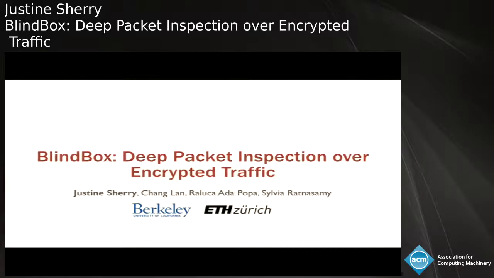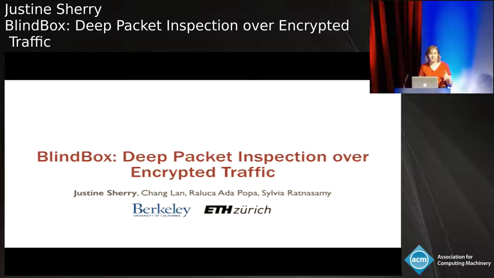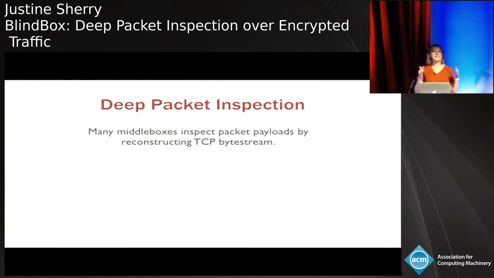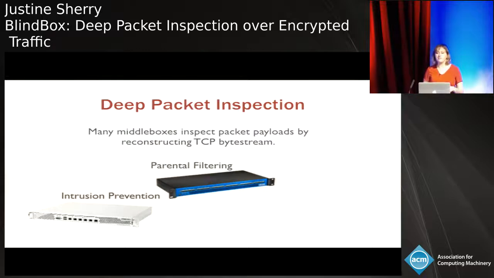Excellent. So today I'm going to tell you about BlindBox, which addresses a very similar problem to MCTLS with a couple of changes. BlindBox enables deep packet inspection directly over encrypted traffic. And what we focus on directly are middleboxes that inspect packet payloads by reconstructing the TCP byte streams. So they perform deep packet inspection, or DPI. And these devices include things like intrusion prevention systems, parental filtering devices, or exfiltration detection systems.